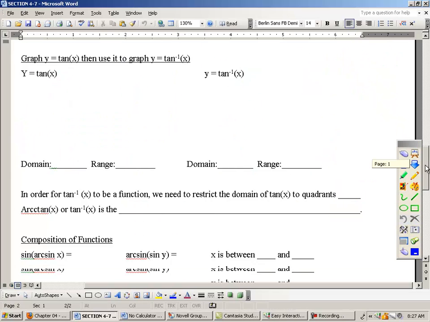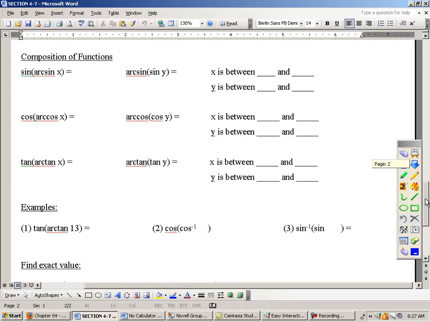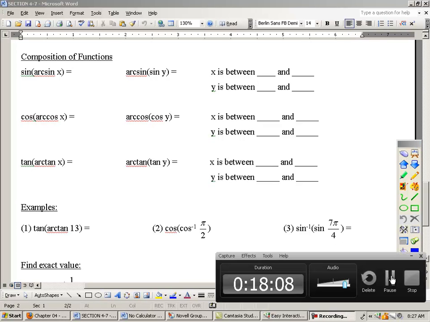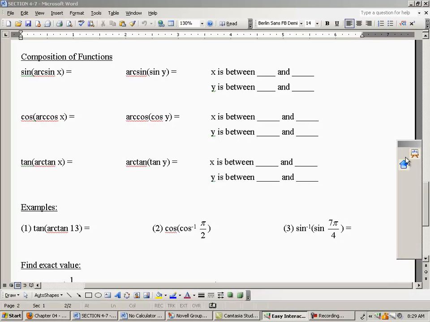Let me slide down to our last part on compositions of functions. As we look at composition functions, we're going to talk about taking basically an inverse with a regular trig function. Sometimes they're going to match, sometimes they don't. I want to start with the idea of what happens if they match. And we're looking always at this inside function.